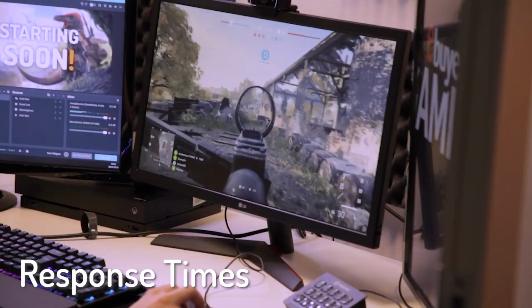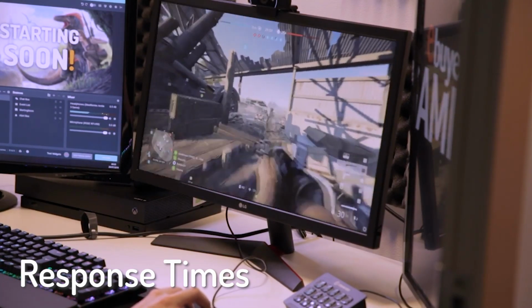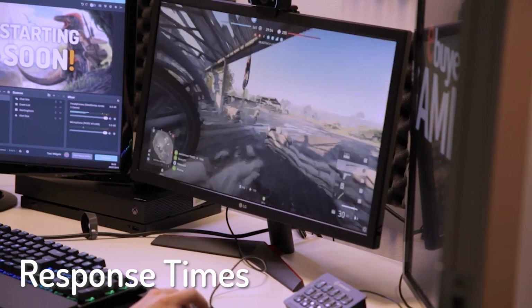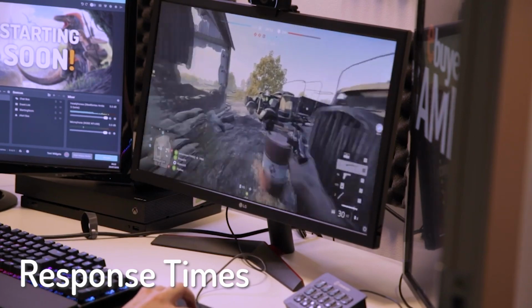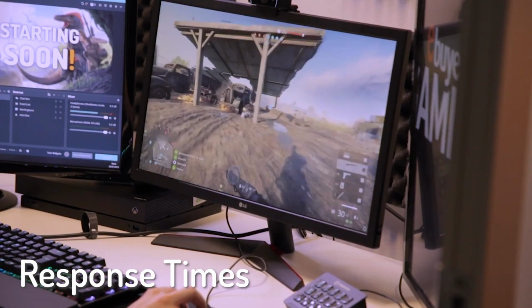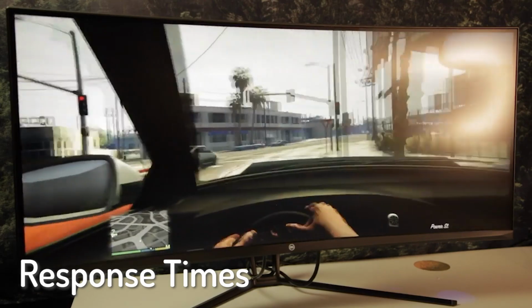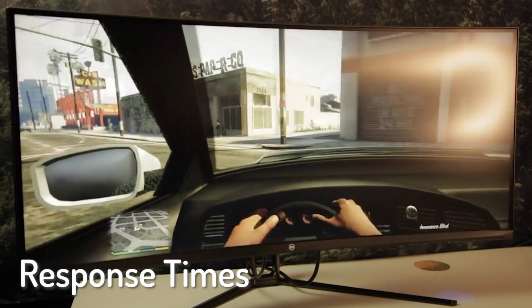So the next topic is response time, and what response time basically is, is the amount of time it takes for the pixels to change from one color to another. So these will typically be between 0.5 milliseconds to around 5 milliseconds for IPS gaming panels. The TN monitors are the ones that are going to be able to get down to 0.5 milliseconds.